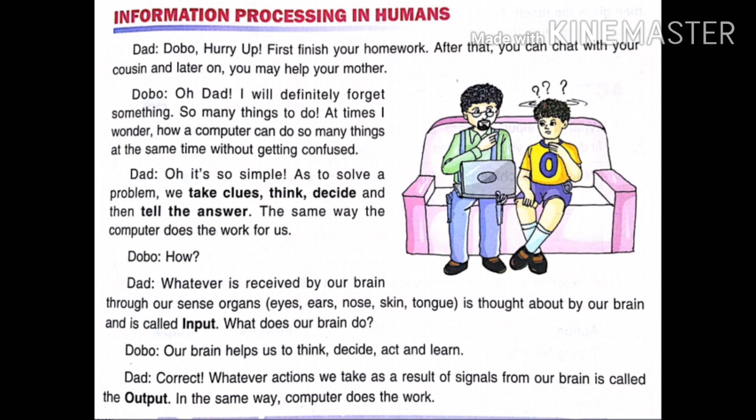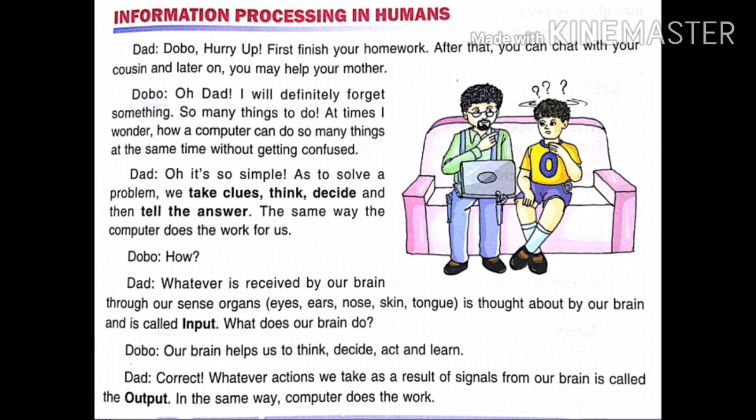The computer processes in the same way as our body works. For example, first whatever information is received by our sense organs goes to our brain, and according to the information received by the sense organs, the brain thinks about the work, what to do. The brain thinks, decides, then it acts according to the decision, and after that the result is given.